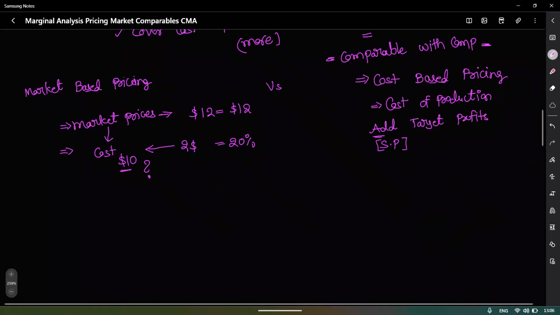But in the first case, market-based, the selling price is decided first based on the competitors. Then you find out your cost. In the cost-based approach, first you work out the cost and then add the target profits. So this is backward, selling price to cost, and this is forward, cost to selling price. Clear?